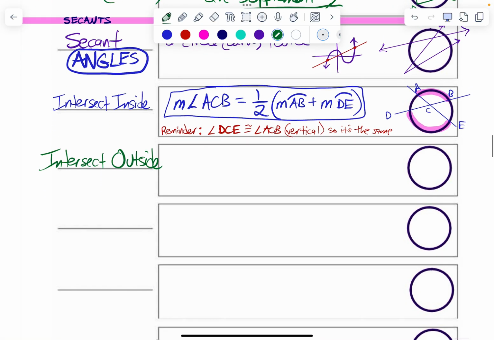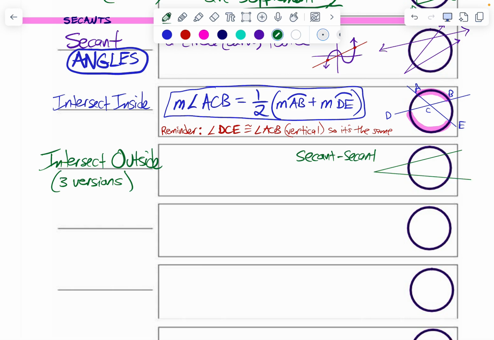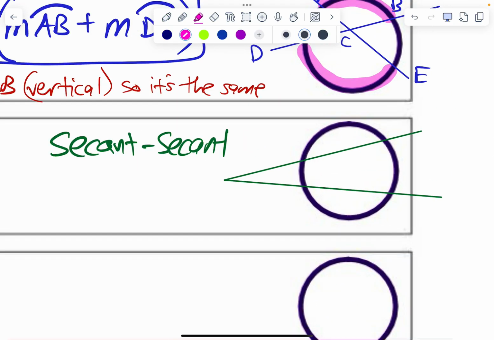This time we're going to draw 3 different versions. Formula. So the first one is secant. So something like this. Do you see 2 intercepted arcs? That one and that one.